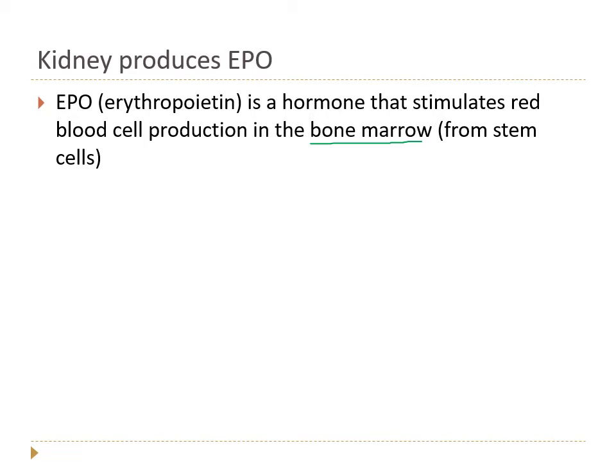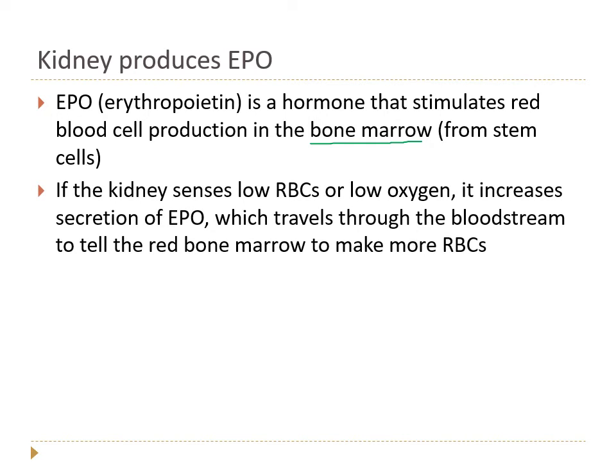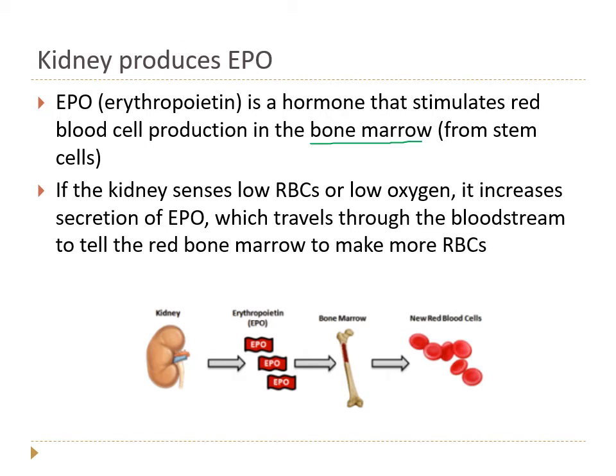The way this works is if the kidney senses a low level of erythrocytes or primarily low oxygen, like, oh, there's not as much oxygen in the bloodstream as I think there should be, then the kidney will secrete more EPO, which is a hormone that travels through the bloodstream, and when it arrives at the red bone marrow, it says you need to make more erythrocytes. So it goes kind of like this, right?